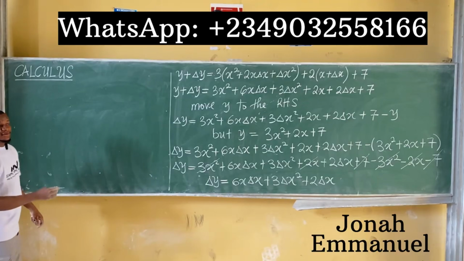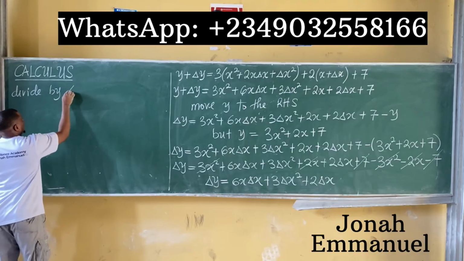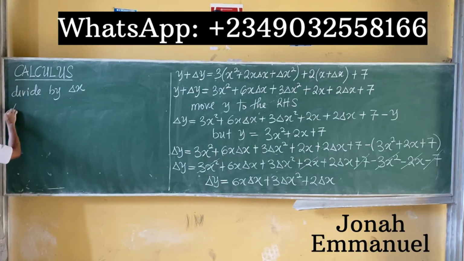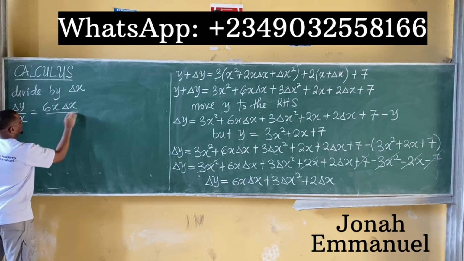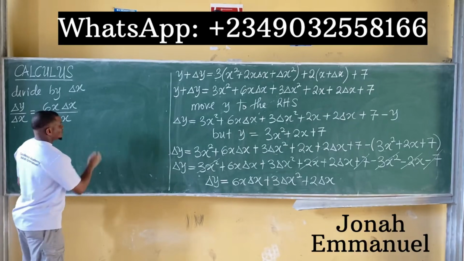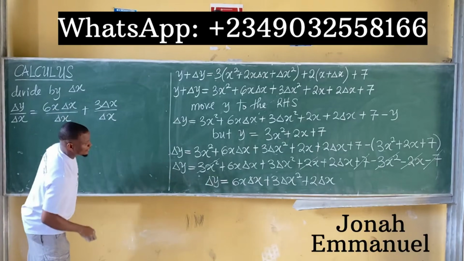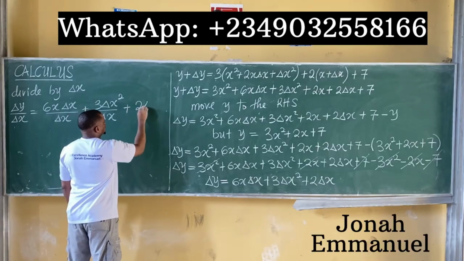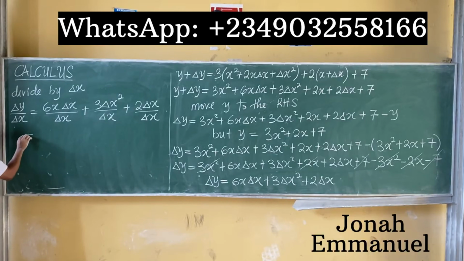So look up. What's my next step, please? Divide by what? By change in x. So I'm dividing each term by change in x. What do I have here? Change in y over what there? Change in x. Is equal to what there? 6x change in x all over change in x, okay? Plus 3 change in x over change in x, squared, all right, plus 2 change in x over what there? Change in x.